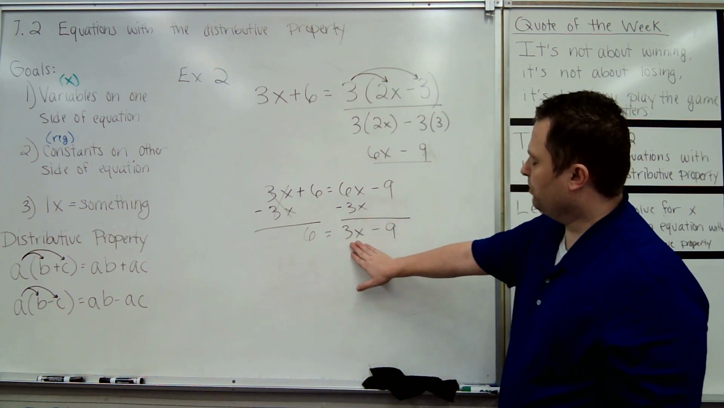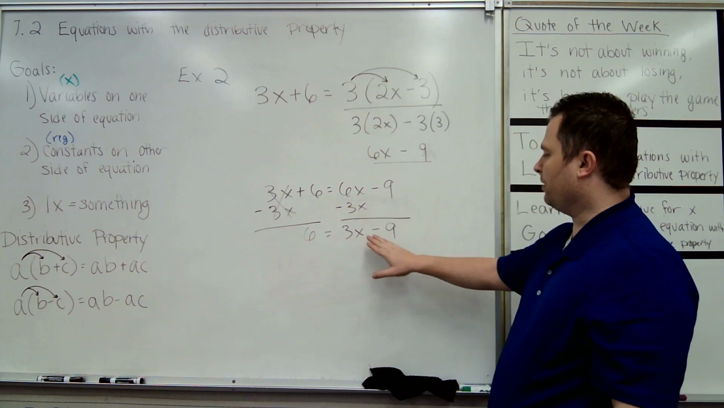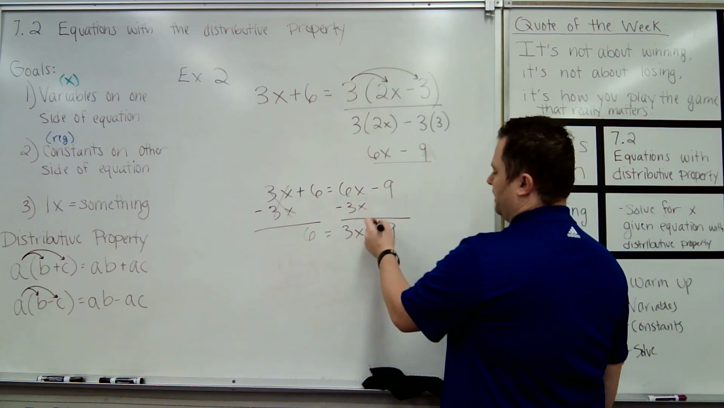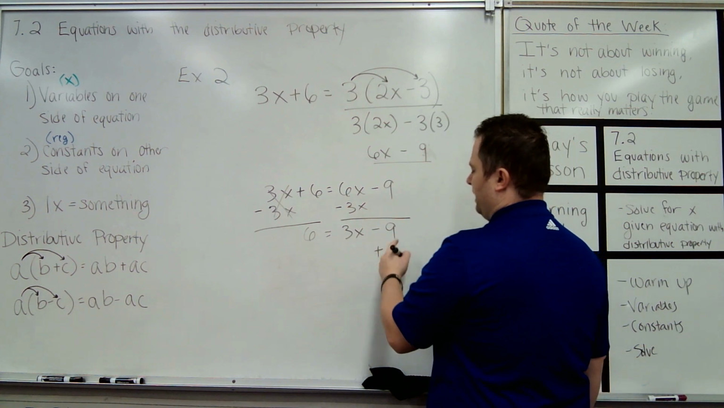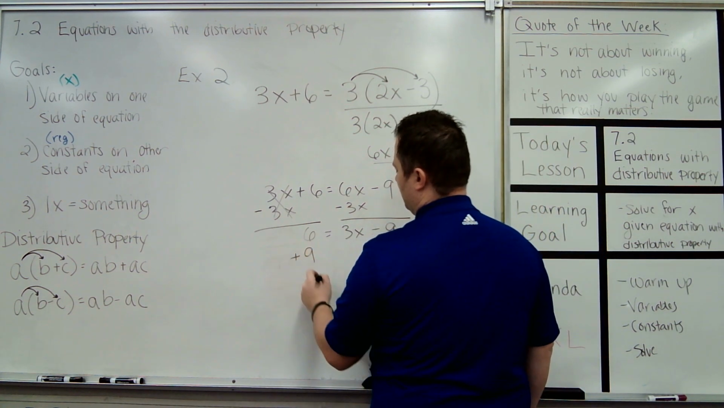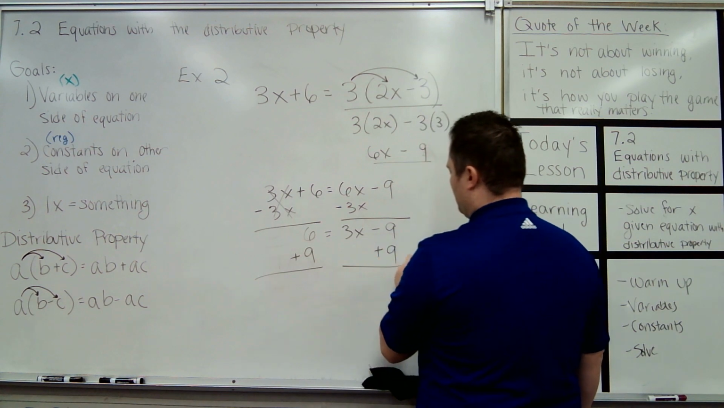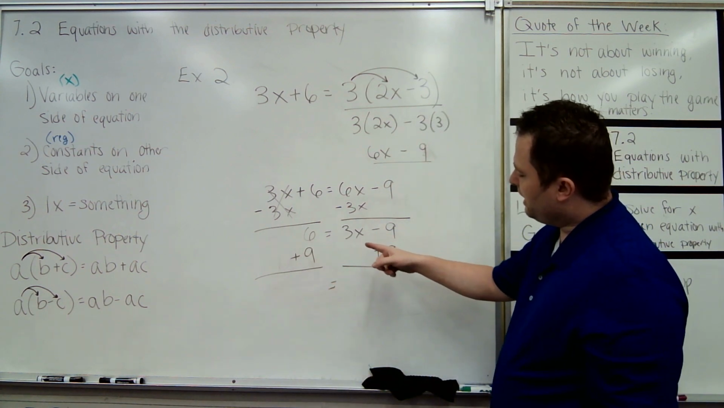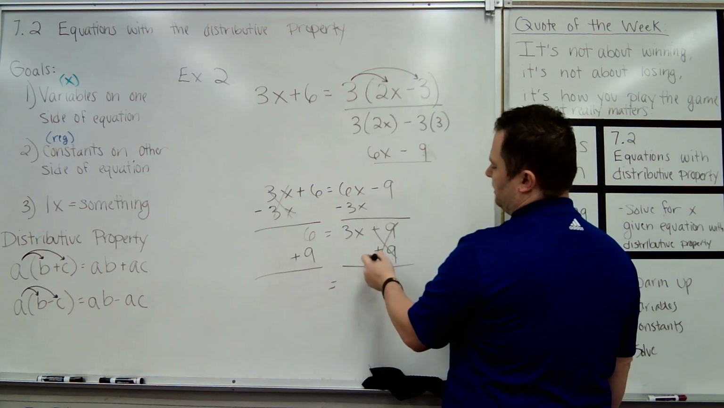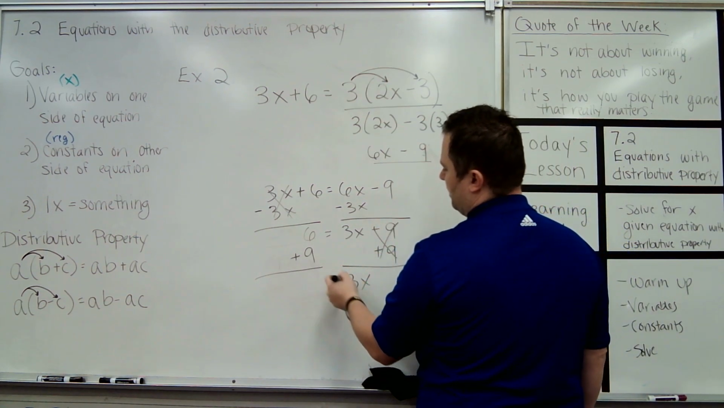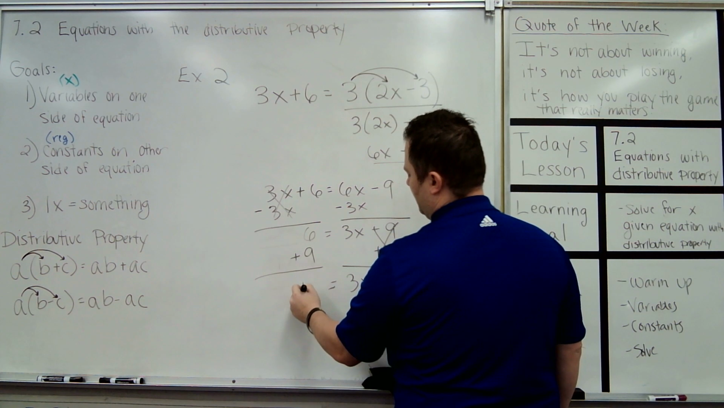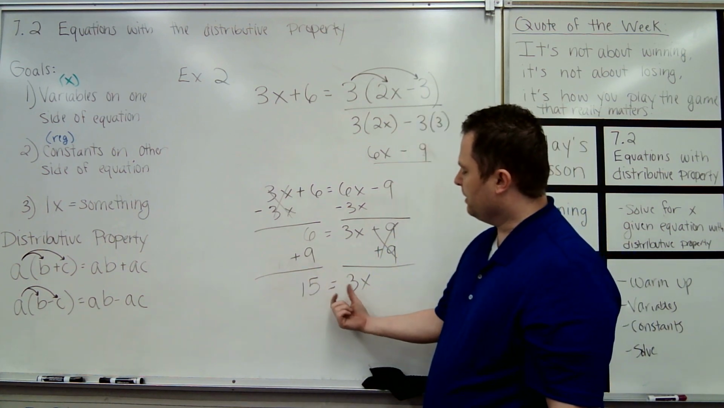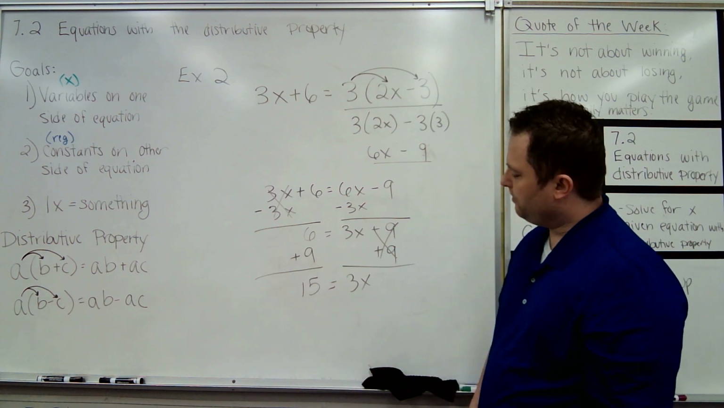I have variables on the right, which means I want the constants on the left, meaning I don't want this negative 9 here. To get rid of a negative 9, I add 9. I'm going to add 9 to one side, add 9 to the other side. Whatever I do to one side, I got to do to the other to maintain that both sides are equal. 3x minus 9 plus 9, they cancel. All that's left on this side is 3x. 6 plus 9 is 15. 3x is equal to 15. My variables and my constants are now separated.